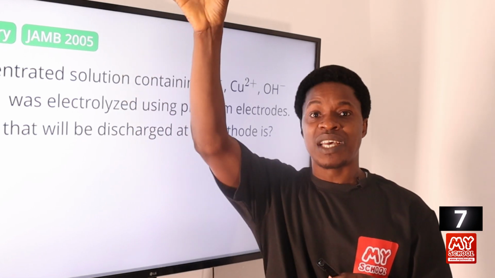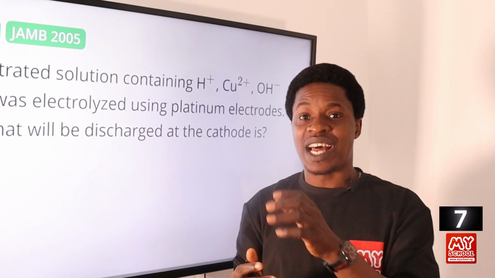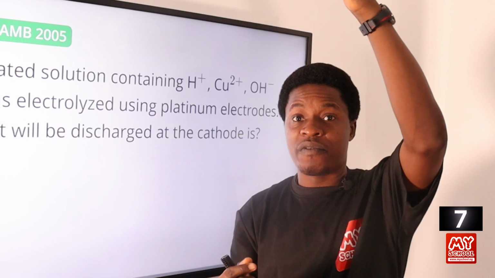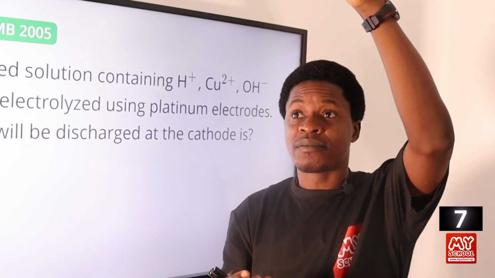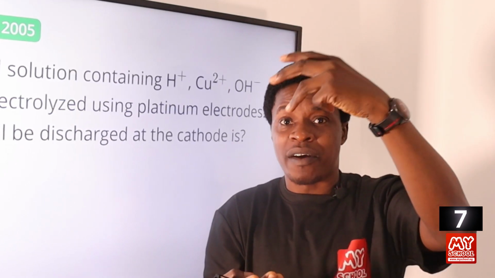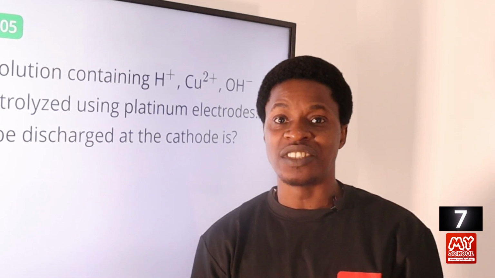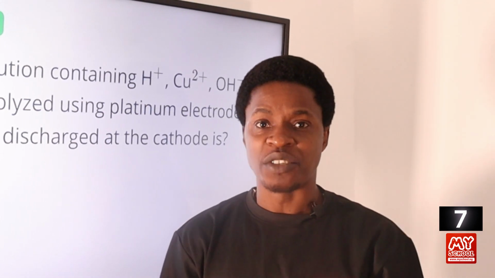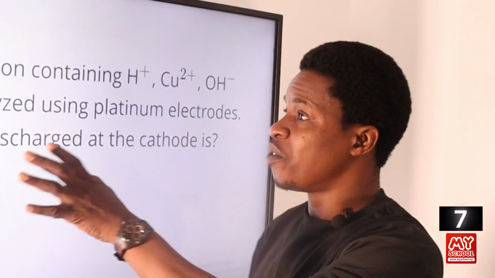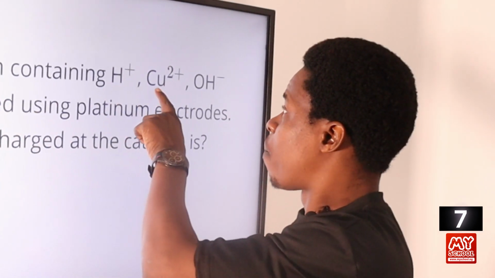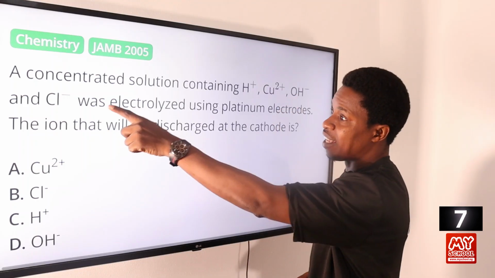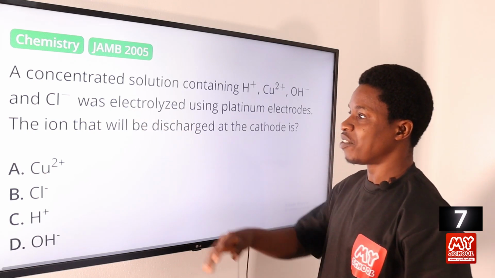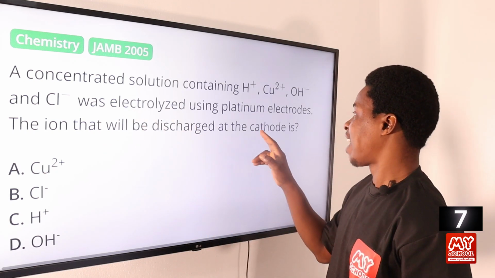Usually we said in the electrochemical series, the ions that are above the ones below have the power to displace the other one, because one requires a lesser amount of energy to gain electrons. Now we're looking at hydrogen ion, copper ion, hydroxyl ion, and chloride ion. Those are the four we are looking at. Now the question says the ion that will be discharged at the cathode.